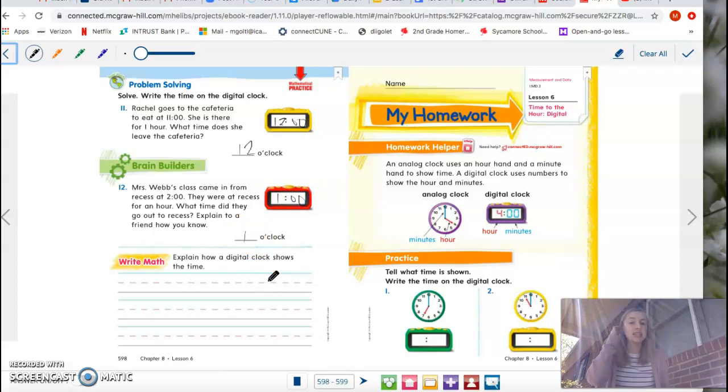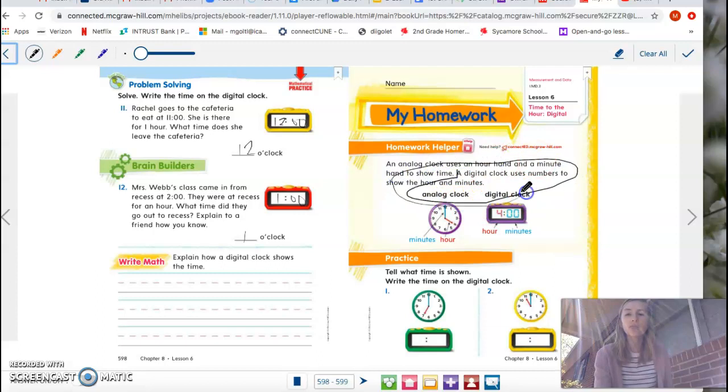The last question says, explain how a digital clock shows the time. Well, what does it show? An analog clock like this shows all of the numbers and the time. A digital clock only shows the hour and the minutes. You need to write that on the line. I'm not able to do that with the marker I have, but you can do it on your page. You need to write, a digital clock shows just the hour and the minutes. I'm going to tell you again. A digital clock shows the hour and the minutes. If you need help spelling that, it is right here on your homework.